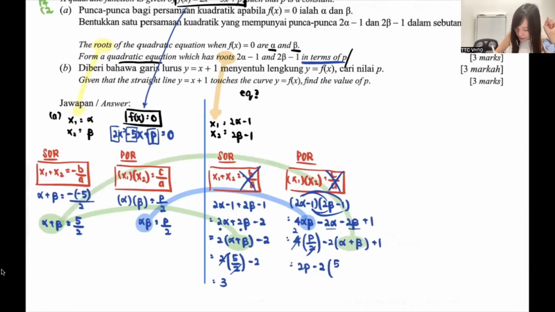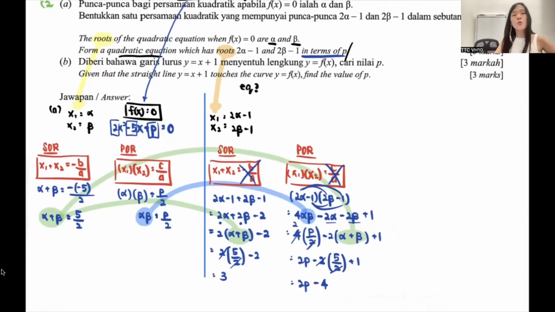So this green color one, isn't it, is 5 over 2 plus 1. So this 2 and this 2 cancel. So 2p minus 5 plus 1, isn't it negative 4? Done. So maybe you tell me, teacher, then this is the answer. And of course, no lah. This is just SOR POR. And this question is not asking SOR POR. They are asking what? The equation.